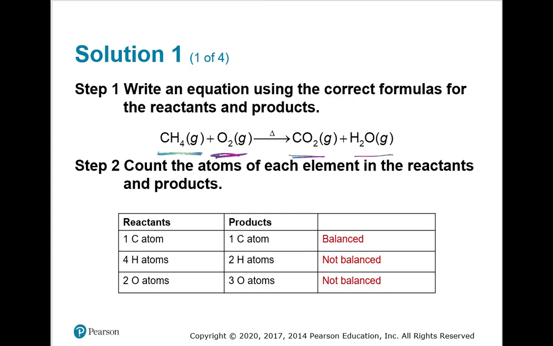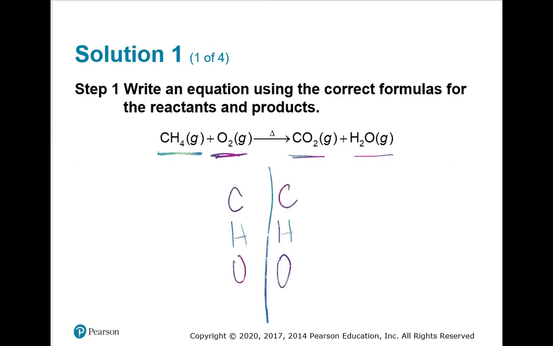Let's count how many atoms of each we have on the reactant side and on the product side. This is what I like to do. I like to draw a line underneath the arrow to separate my reactants and my products. And then I write down each of the elements that I see on the left and match them up with the same elements that are on the right. On the left, I then do an atom count.